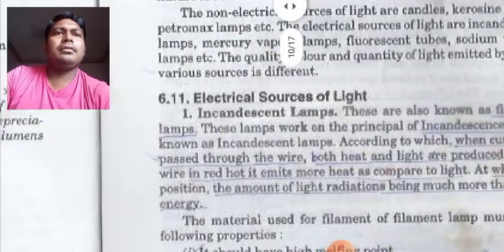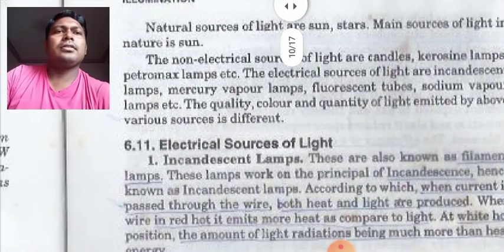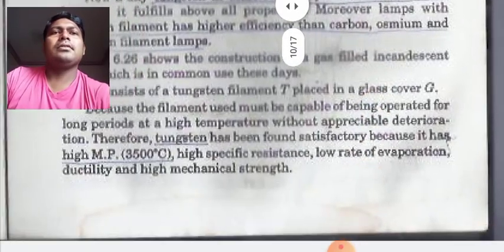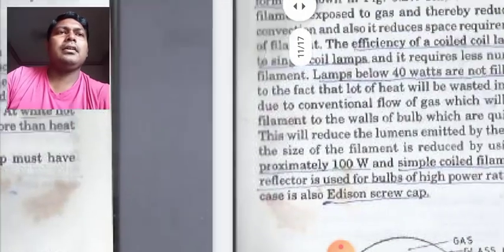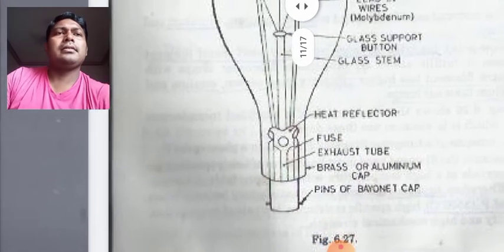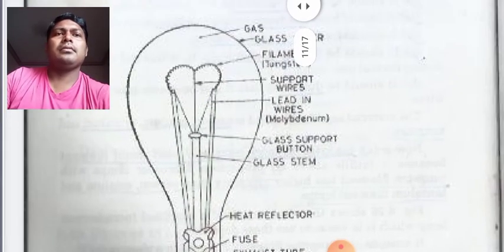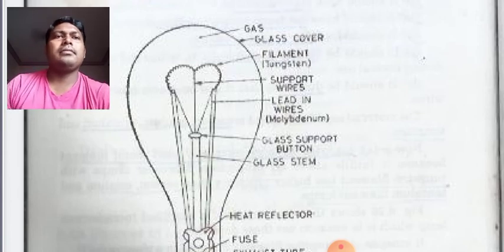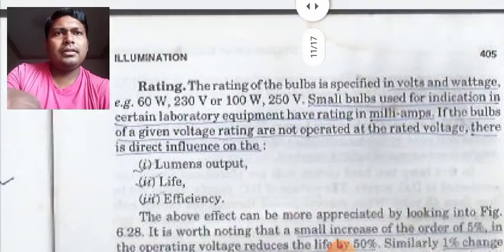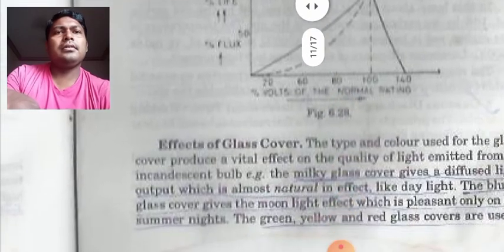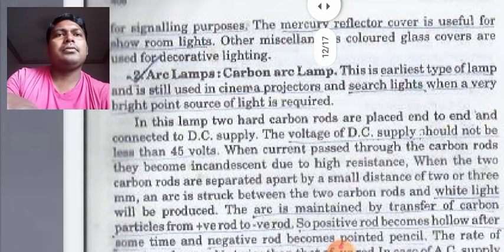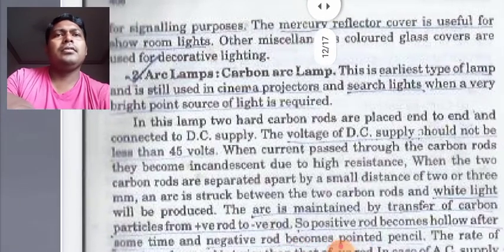Then we have electrical sources of light, the incandescent lamps, and what are the materials used in an incandescent lamp. Then you have its diagram and what are its main materials, the materials which it is made of. So we'll discuss all those things in our next class. Also you have another type of lamp, the arc lamp. So this is another important type of lamp which we will discuss in our next class.